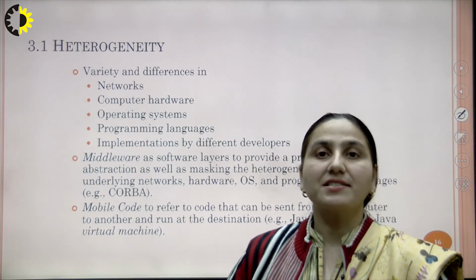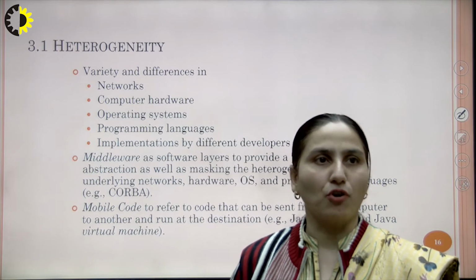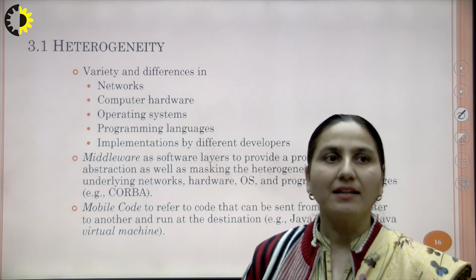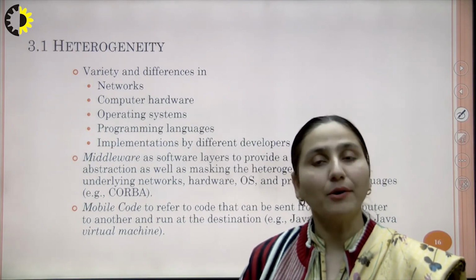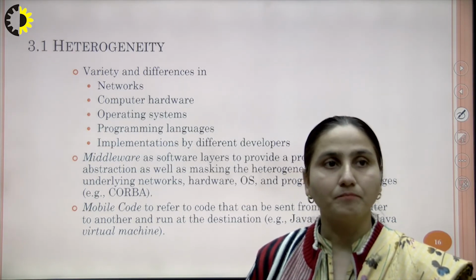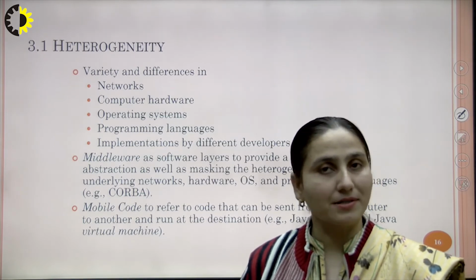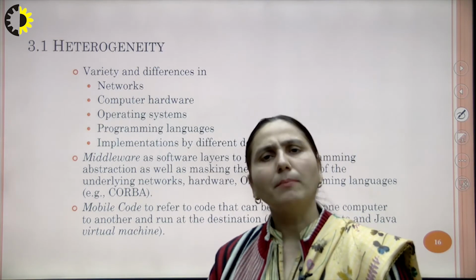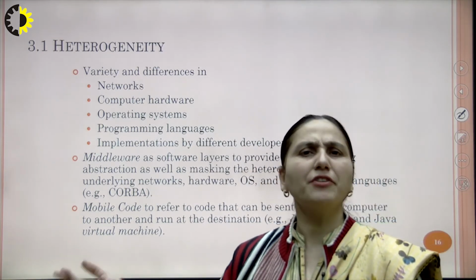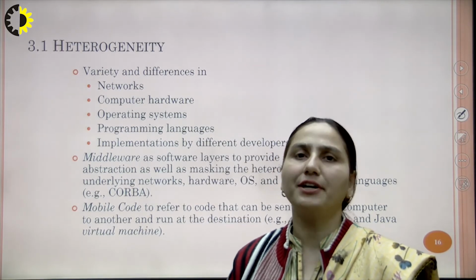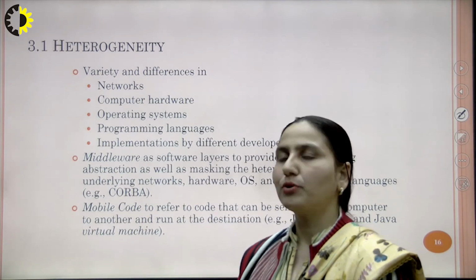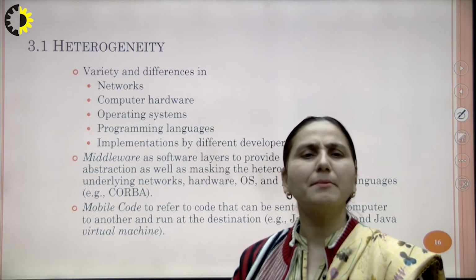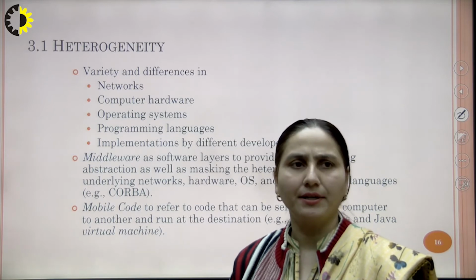Homogeneous, as you all know, means the same type. Heterogeneity means variety, different forms. So variety and difference in networks, different types of networks. Then comes the computer hardware, different types of hardware. Operating systems, different operating systems, different programming languages. We have a number of different languages present today, with implementation by different developers. It is not a straightforward rule that one developer is going to use a particular language. You are going to implement it by different developers. That means there is heterogeneity.